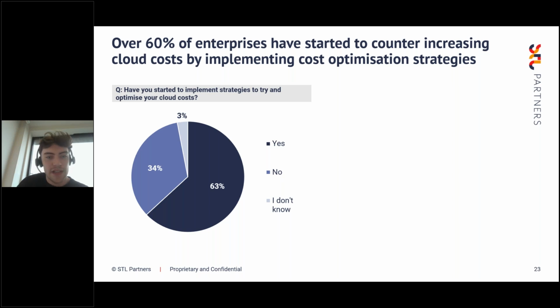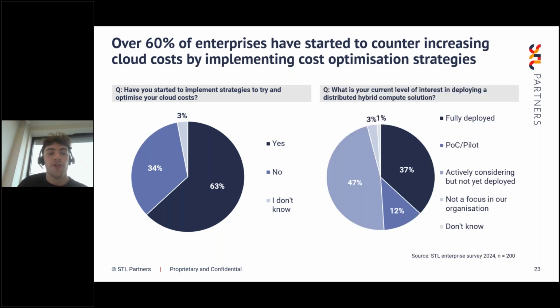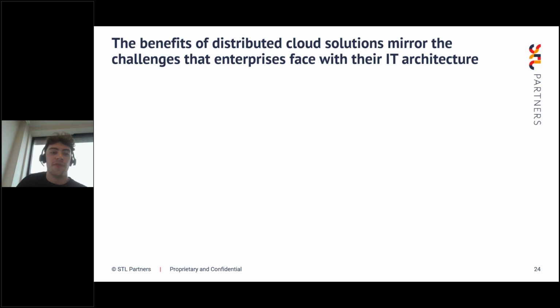On the topic of solutions, we separately asked respondents what their current level of interest in deploying a distributed hybrid cloud solution was. And the results were interesting. They indicated that over 95% of enterprises are looking towards a distributed hybrid compute solution to mitigate cloud costs, with nearly 40% actually having deployed a solution fully. So why is this such a viable solution for enterprises?